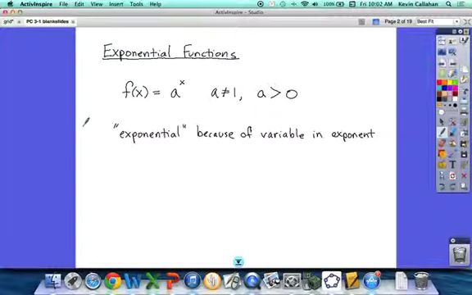And this is an exponential function because the variable is in the exponent. You wouldn't say something like f of x equals x squared. That's not exponential because it has an exponent, but the variable's not in the exponent. It's that variable up here that makes this exponential.